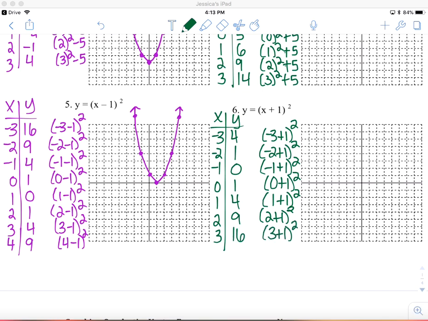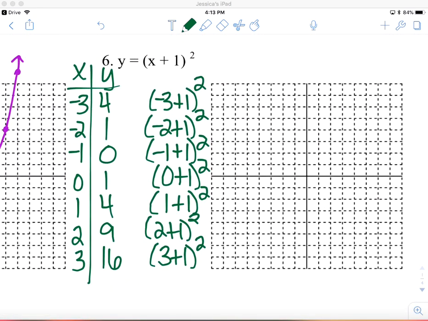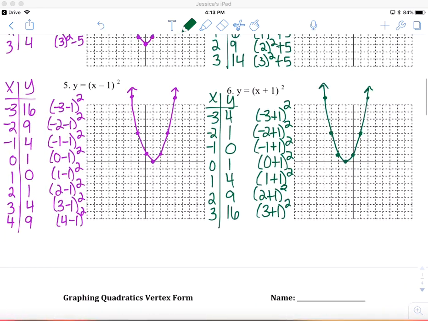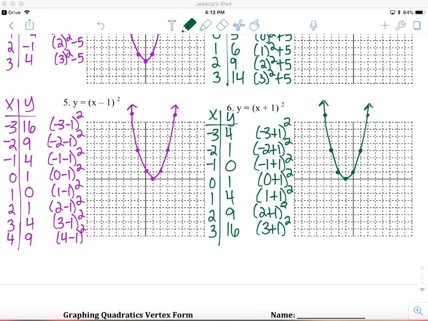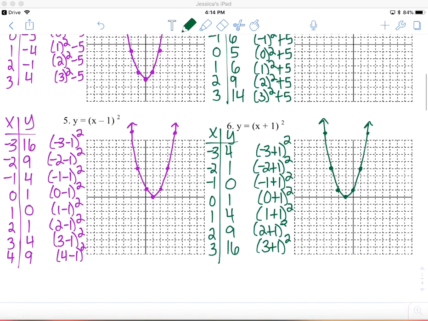4 squared is 16. If I plot these points, I have negative 3, 4, negative 2, 1, negative 1, 0, 0, 1, 1, 4, and 2, 9. If I keep this symmetric, I would also have negative 1, 2, 3, 4, 9. So when I compare this graph to my parent function, the plus 1 in the parentheses actually moved it to the left one. It's important you know the difference between 3, 4, and 5 and 6.